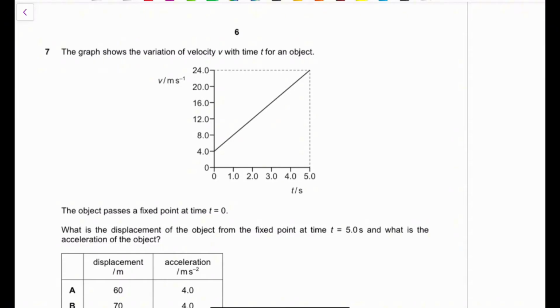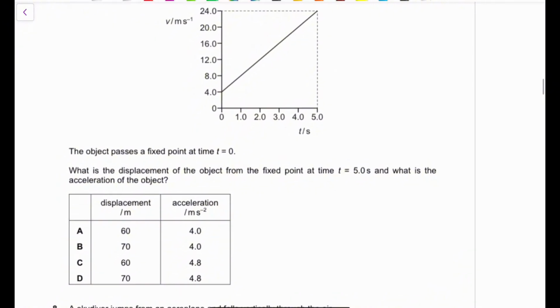Move on to question number 7. We've been given the variation of velocity V with time t of an object. The object passes a fixed point at time t equals 0. What is the displacement of the object from the fixed point, and what is the acceleration of the object? So we've been asked two questions: to find, number one, the displacement, and number two, the acceleration.